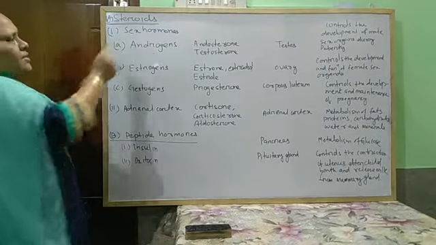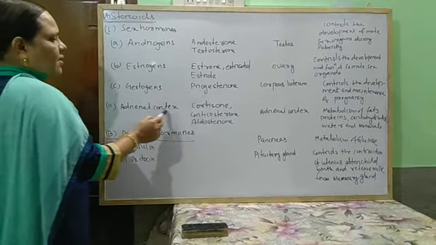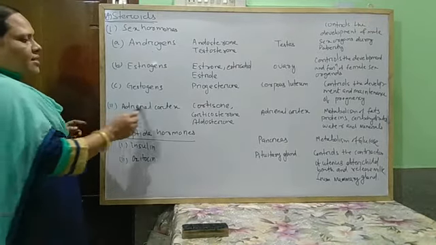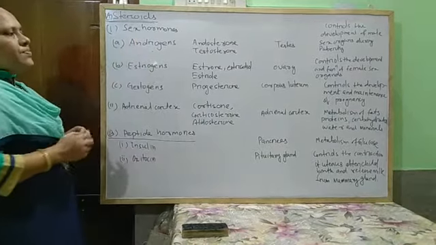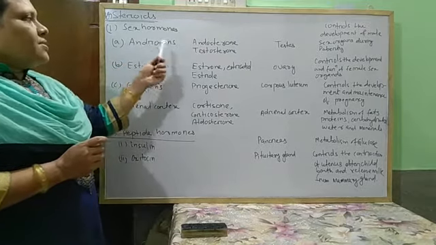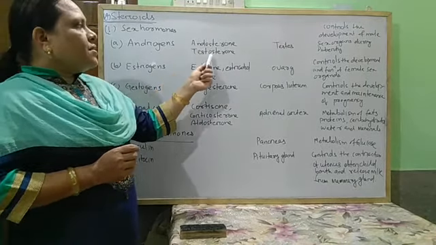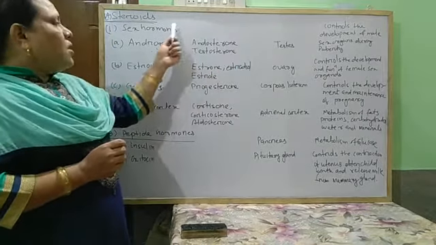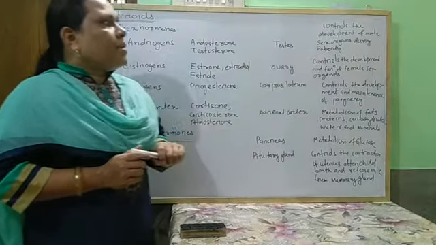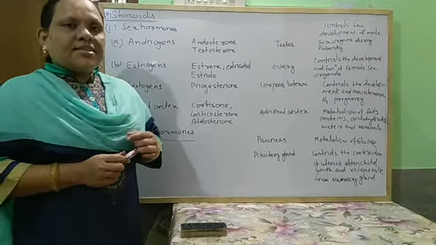The steroid hormones are again classified into two types: one is sex hormones, another adrenal cortex hormones, also called corticoids. The sex hormones are again of different types. Examples of sex hormones: androgens. These androgens are either androsterone or testosterone. These are the male sex hormones. They are secreted from the testes and control the development of male sex organs during puberty. These are also responsible for the secondary sexual characters.